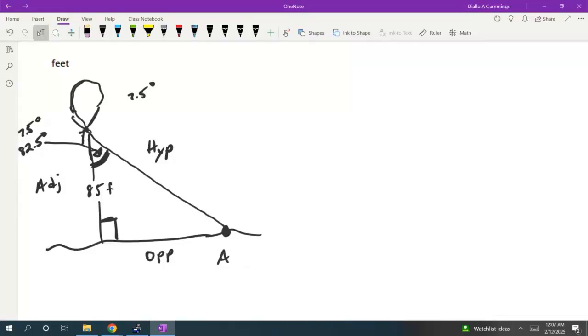So I'm going to find my hypotenuse by using the function, the cosine of 82.5 degrees. That's equal to the adjacent, which is 85, divided by the hypotenuse, which is unknown. We're going to solve for the hypotenuse. So first, in solving for the hypotenuse, we want to clear the fraction.